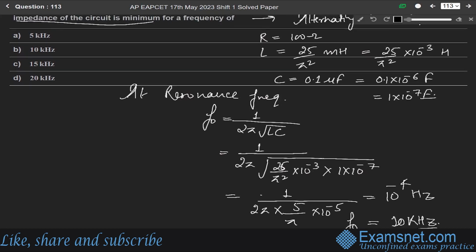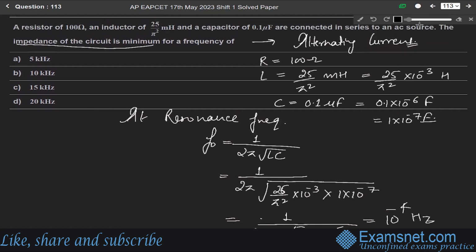So this is our final answer. Resonance frequency f naught equals 10 kilohertz. It means option B is the correct answer.